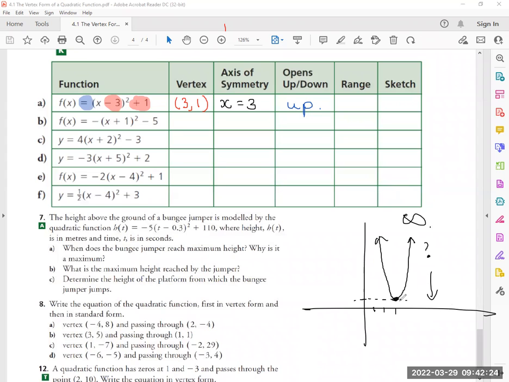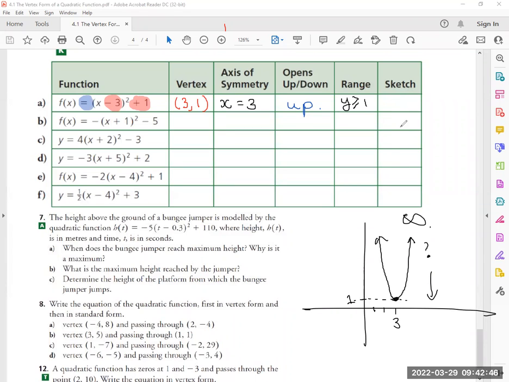2. Not 3, that's the x value. How low does it go? 1. So the range has to be, y is going to be greater than or equal to 1. Remember these symbols? All the way back in chapter 1.1 and 1.6 or something. So there's my sketch.